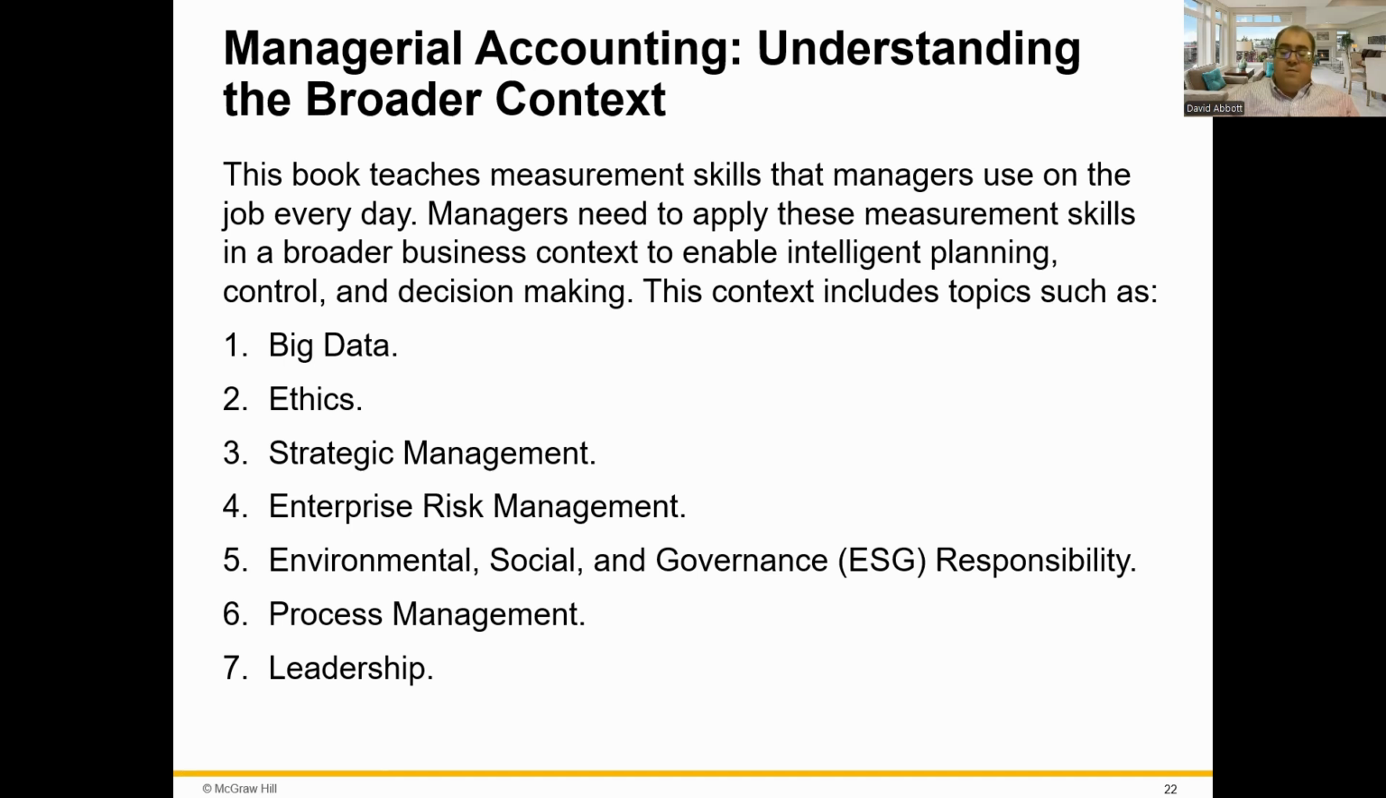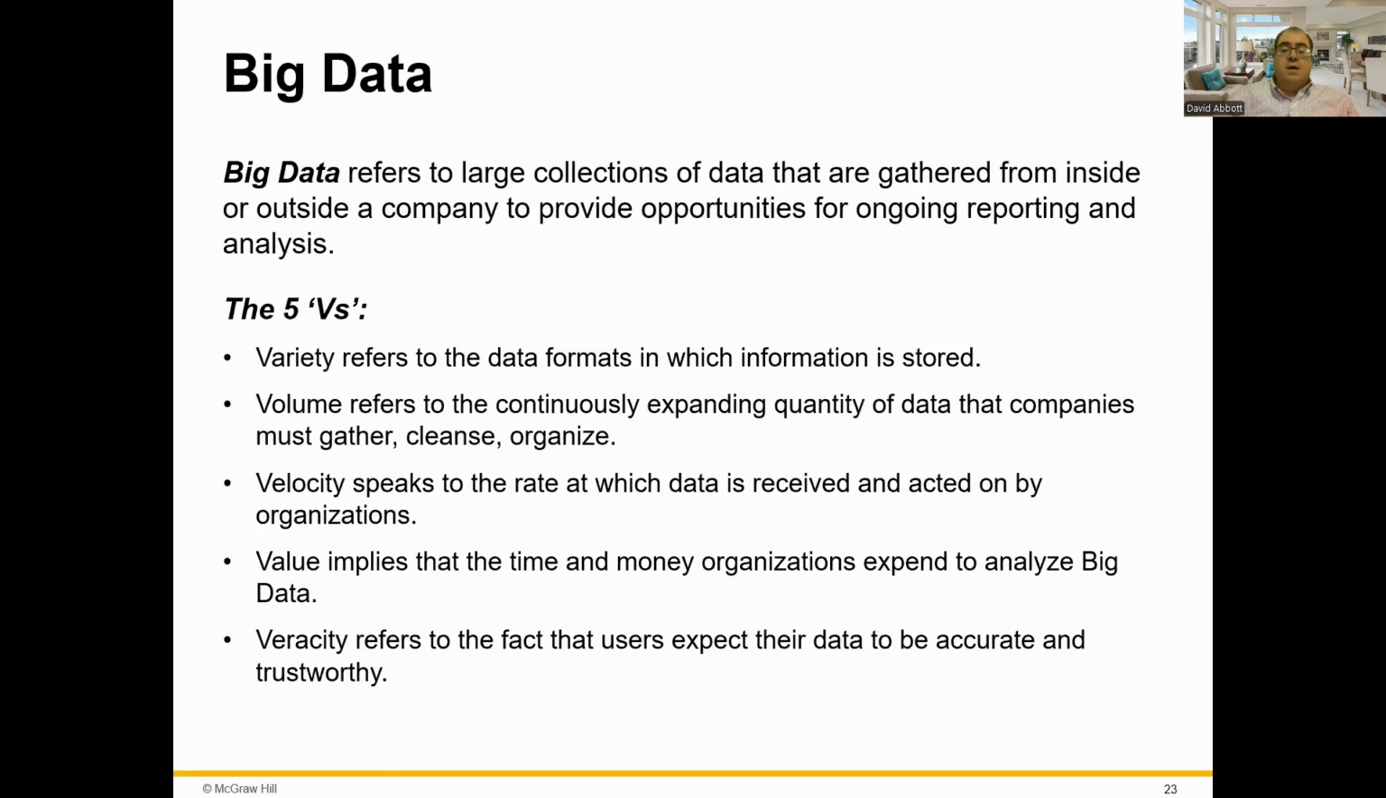The first 3 of these V's are variety, volume, and velocity. They refine the definition of big data. The remaining V's, value and veracity, define users' expectations with respect to big data. So again, looking at that is an important area, is utilizing big data.